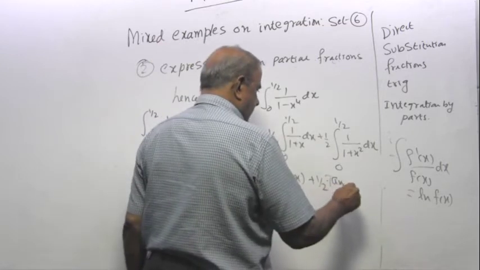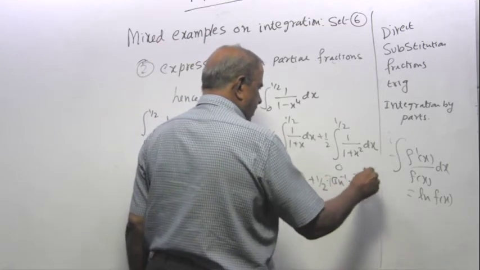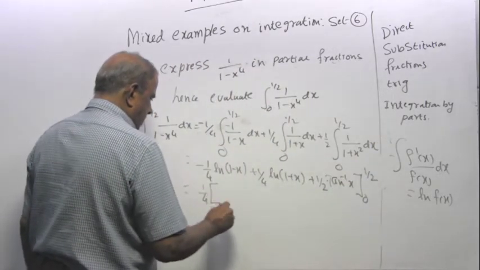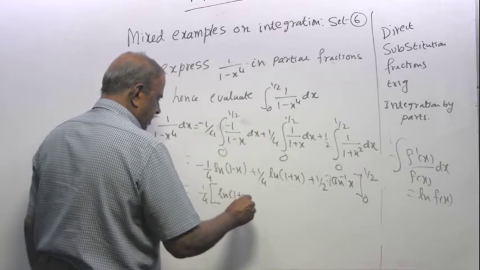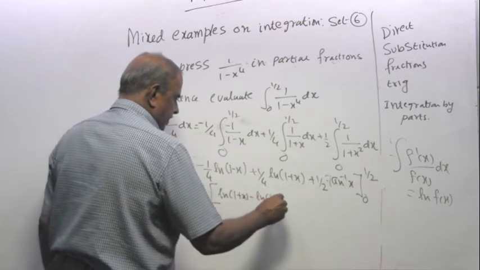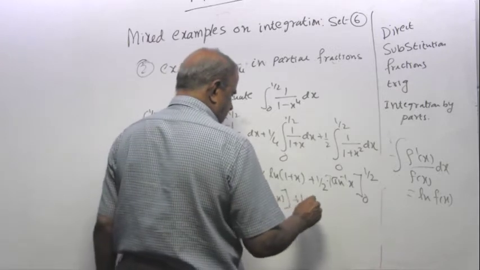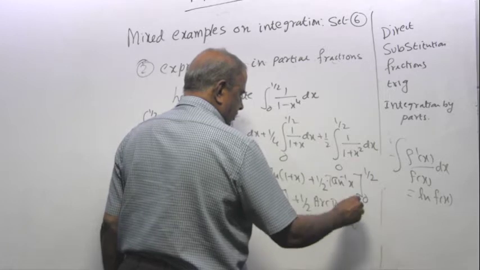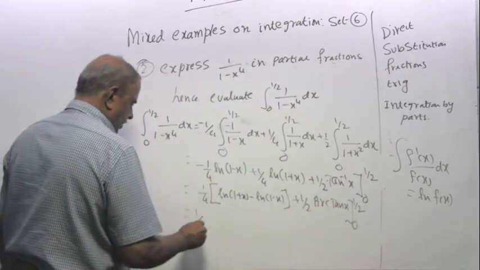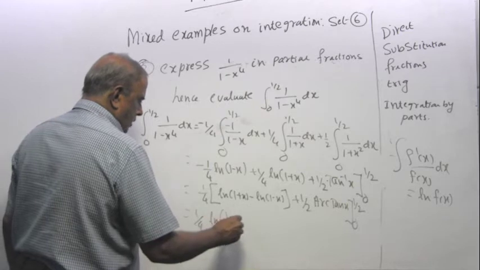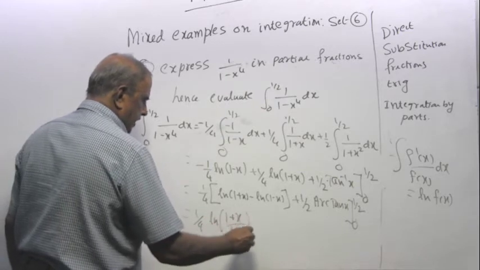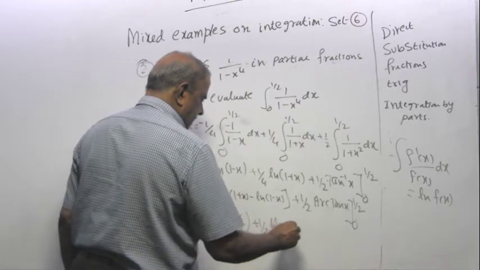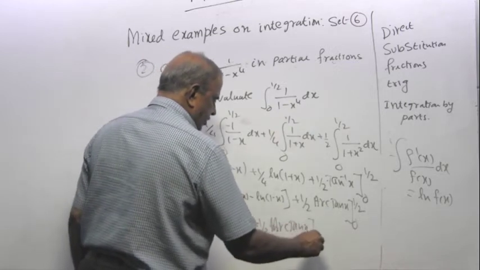Half tan inverse x between 0 and half. So quarter, it's ln(1 plus x) minus ln(1 minus x) plus half arc tan x between 0 and half. So that is quarter ln of (1 plus x over 1 minus x) plus half arc tan x between 0 and half.